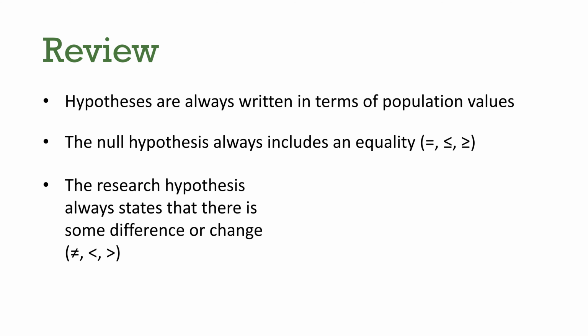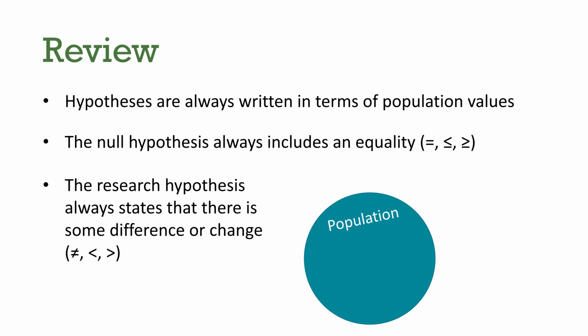In terms of the big picture of inferential statistics, we want to know something about a population. We write hypotheses concerning the population, then we collect data from a sample. We use that sample data to make an inference back to the population.